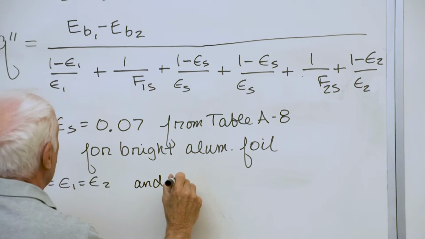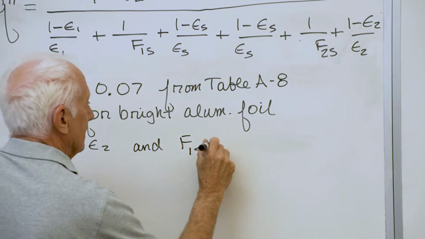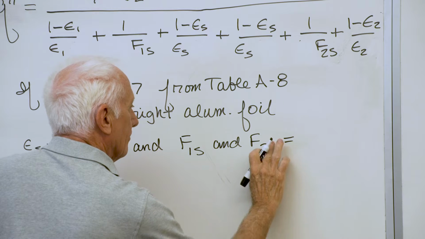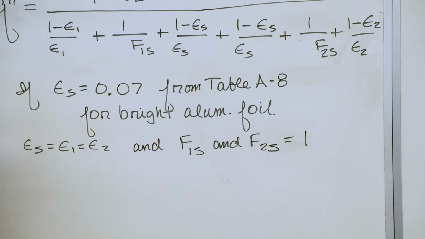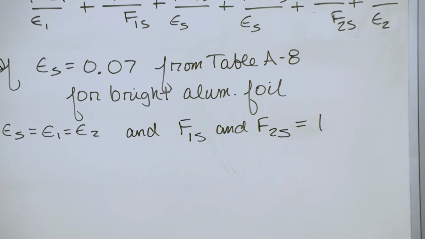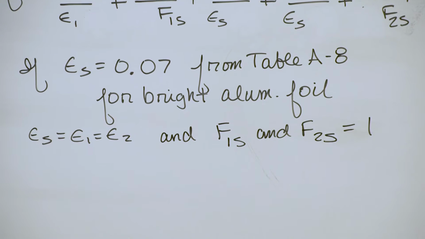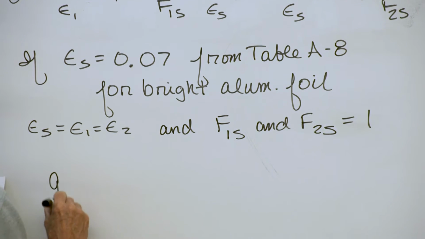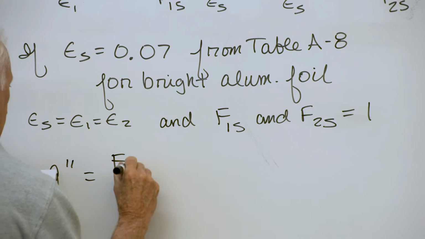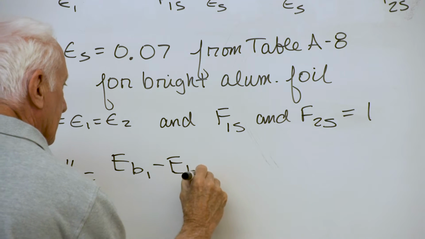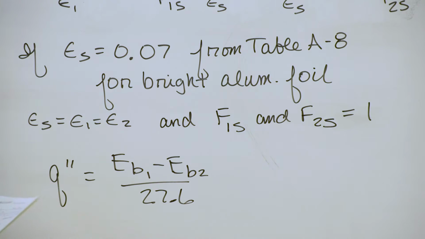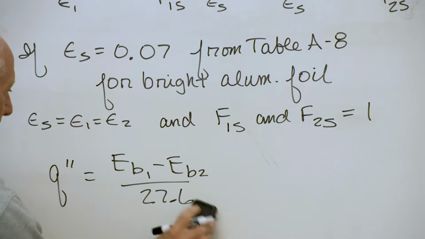You can see what F1s and F2s are. Two surfaces very, very close together, infinite in size. The view factor from 1 to the shield is 1, and from 2 to the shield is 1. Put those numbers in there, and you end up with a Q double prime EB1 minus EB2 divided by 27.6. 55.2, pardon me.